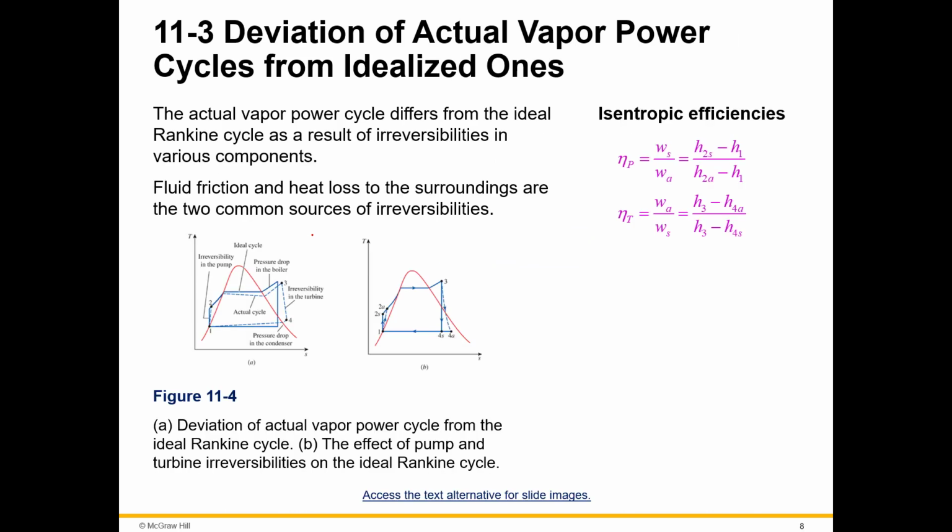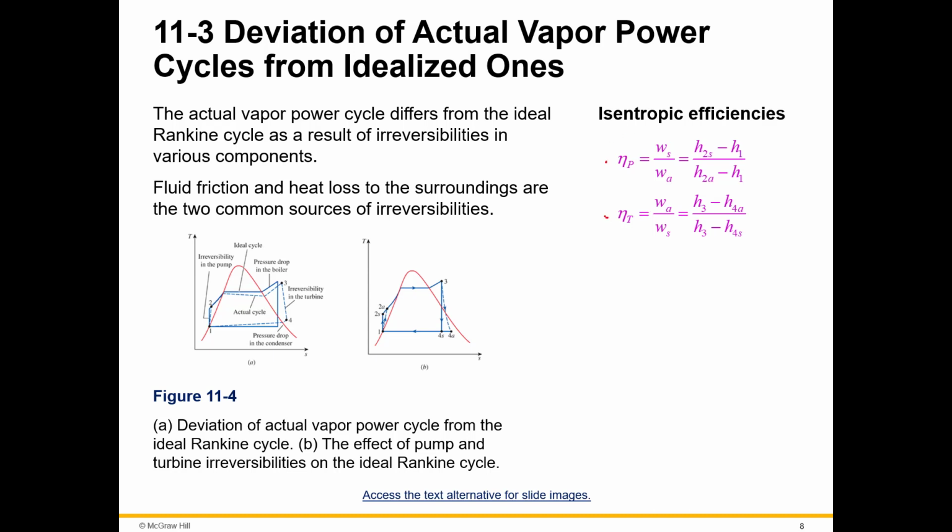The actual vapor power cycle differs from the ideal Rankine cycle as a result of irreversibilities in various components, of course. If we have an ideal, then that means we're going to have an actual version that we experience with the irreversibilities, with the entropy. Fluid friction and heat loss to the surroundings are the two common sources of irreversibilities. Of course, because we can't escape that. We do have the isentropic efficiencies over here.